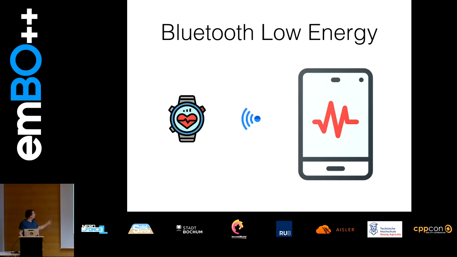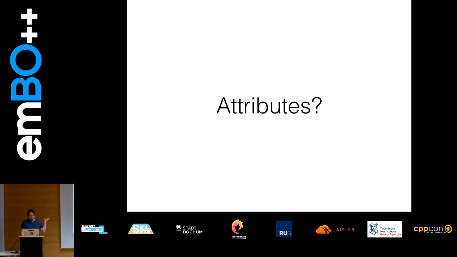So after both devices are connected, we have a classical server-client architecture. But this time, the smaller device is the server, and the bigger device is the client. More concretely, this is an attribute server. The server serves attributes. So what are attributes?